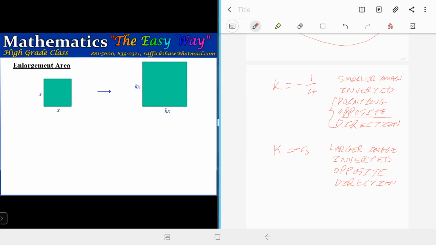And I might ask you a question: why is the scale factor negative? The scale factor is negative because the image is pointing in the opposite direction. I can say the image is inverted and pointing in the opposite direction, and they are on opposite sides of the center of enlargement. Give them stuff like that. That's what they're looking for. They give you your marks quick. But you have to know the things.